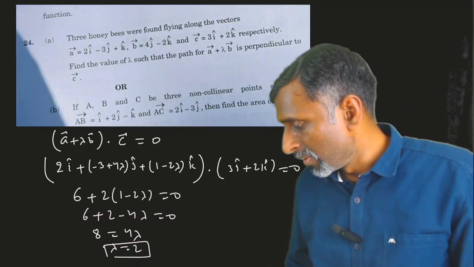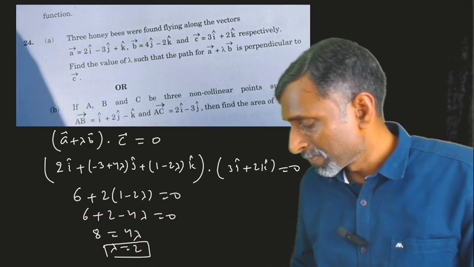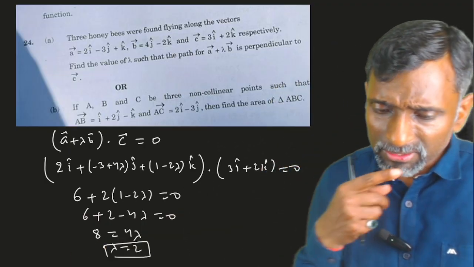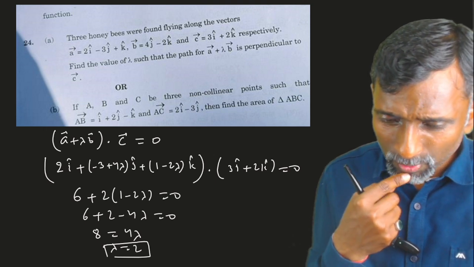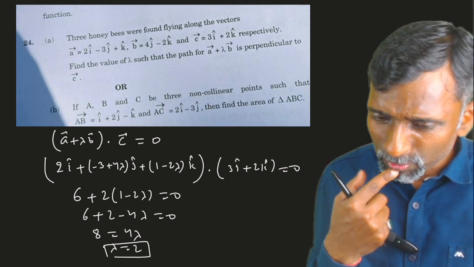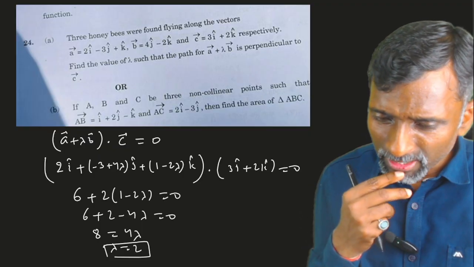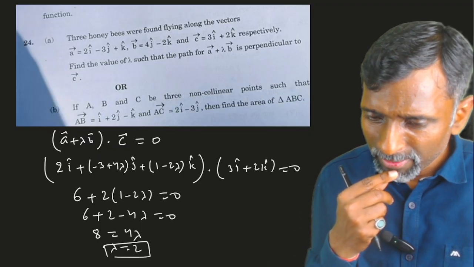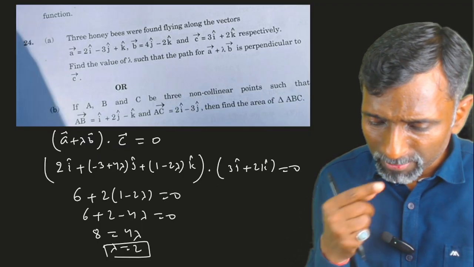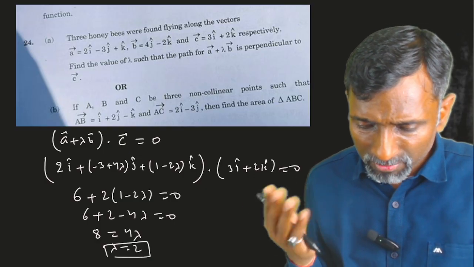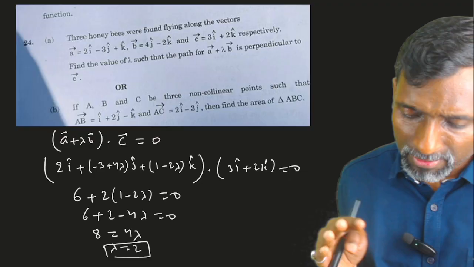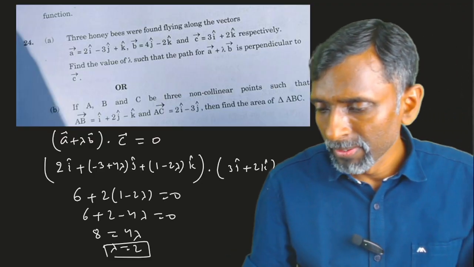Lambda is equal to what? 2 in this case, right? You can check the calculation once more because it is 4 j cap. Yes, exactly 2. So 2 multiplied by 3 is 6, and with k cap it is (1 minus 2 lambda) multiplied by 2. So 6 plus 2 minus 4 lambda is equal to 0. 8 is equal to 4 lambda. Yes, lambda is equal to 2.